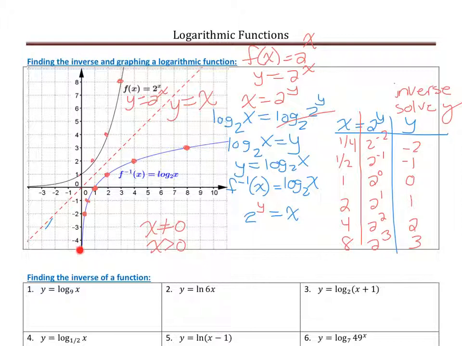So that will be a vertical asymptote for that inverse function, whereas the original function, 2 to the x, the original exponential function, has a horizontal asymptote of y equals 0, or the x-axis. So hopefully you can kind of see that symmetry, if you will.